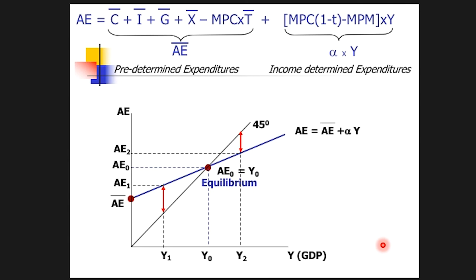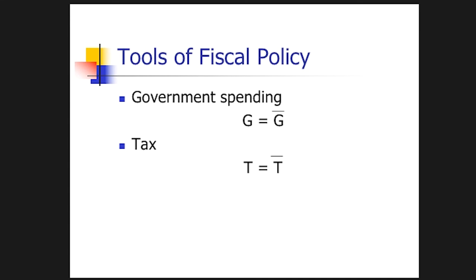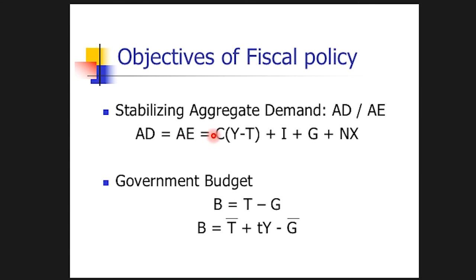So now we go to the conclusion for the policy. When we analyze fiscal policy, we have two tools of the policy, government spending and tax. So look at the equation for aggregate expenditure or aggregate demand. We can see that if we change government spending or we change the tax, there will be a change in the aggregate demand. Another objective of the policy is to change or to stabilize the government budget. The government budget is the difference between tax and government purchase. So if we change the tax or government purchase, the balance of the budget also changes.